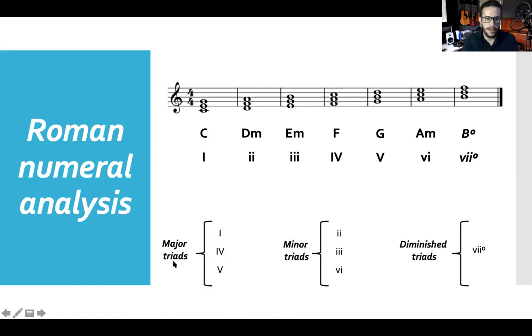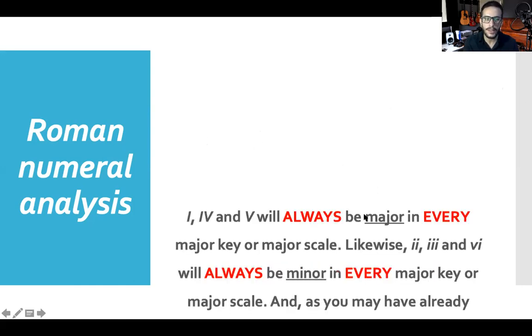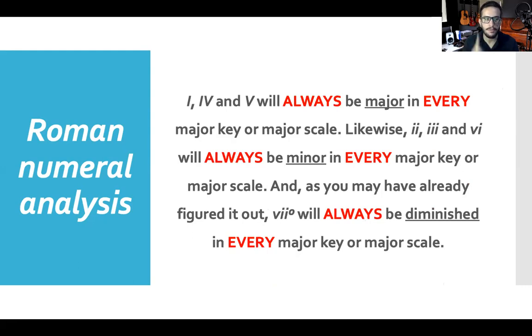So, as I said, major triads of the major scale are going to be 1, 4, and 5. Here you have 1, 4, and 5 with capital letters. The minor triads are going to be 2, 3, and 6 with lowercase Roman numerals. And the diminished triad is only going to be the 7th, lowercase with the little circle on the right. Very important that you understand and remember, this is the golden rule and it will never change in any major scale. It doesn't matter what major scale you're using, this will always be true.